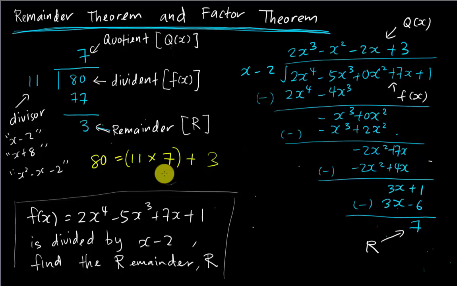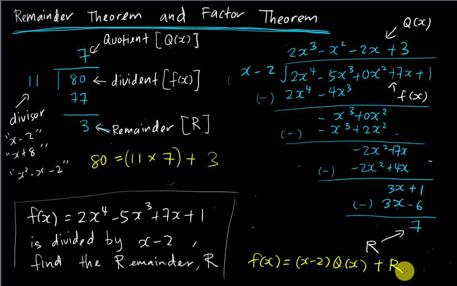So the same thing happens to the polynomial. So in order to get the f(x), I will use the divisor, which is x minus 2, multiplied by the answer, which is q(x), the whole cubic equation, plus my remainder.